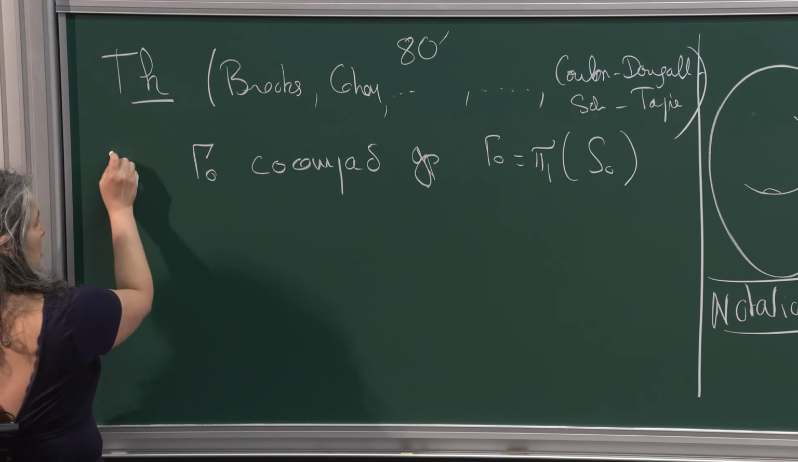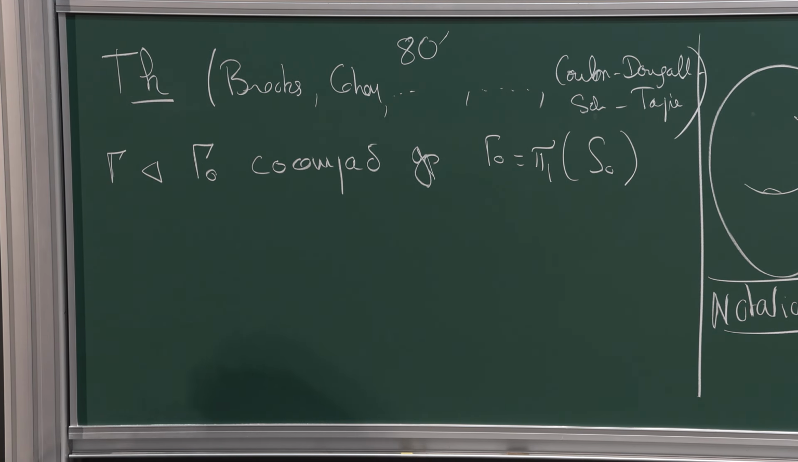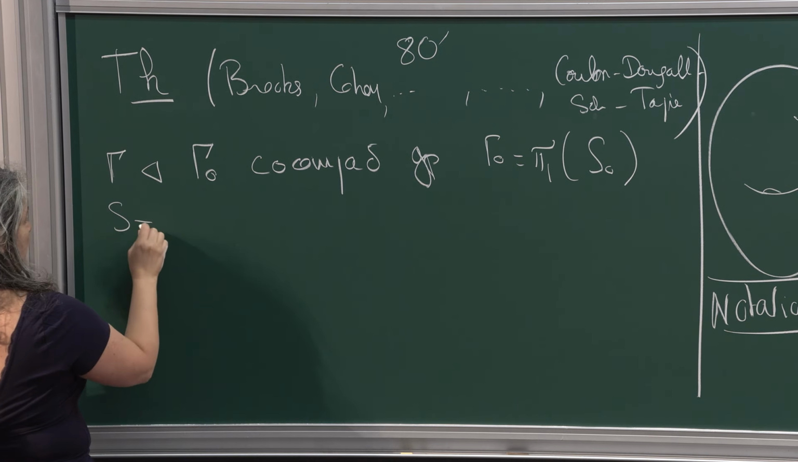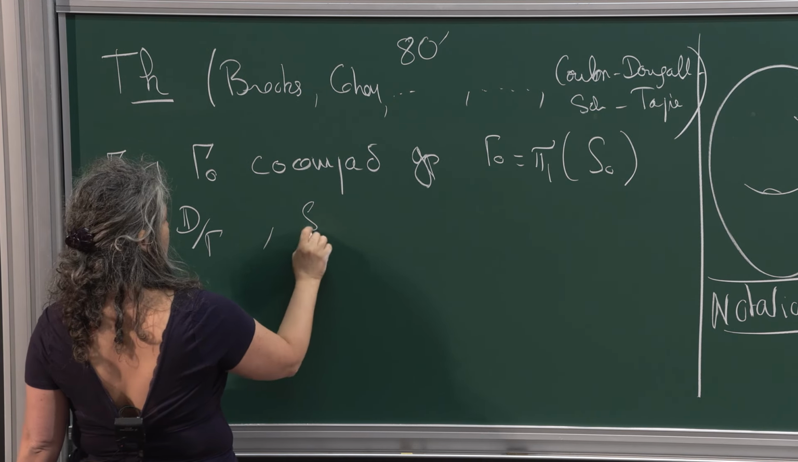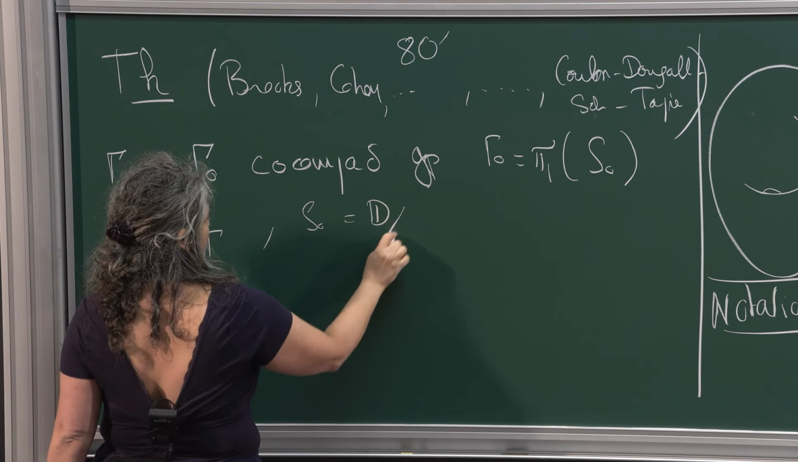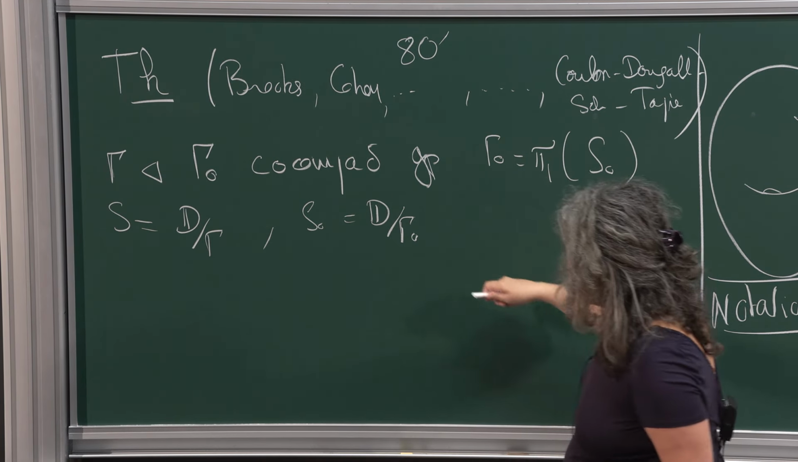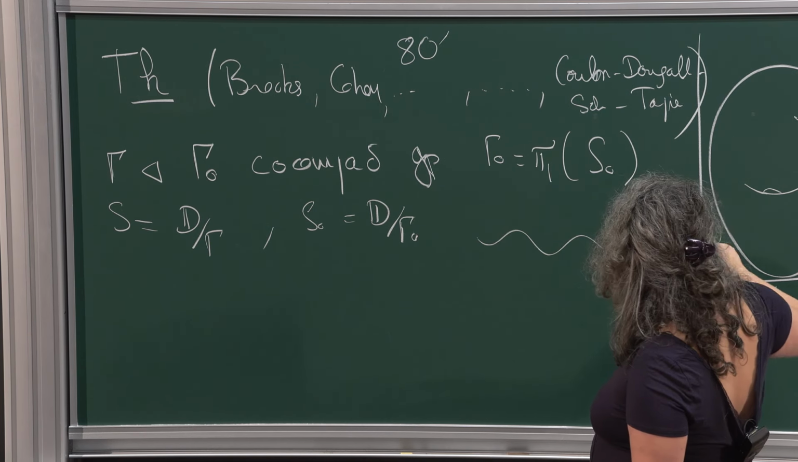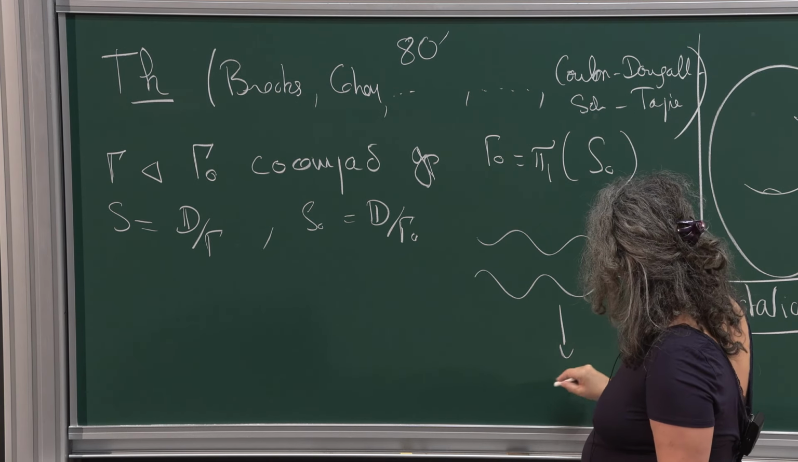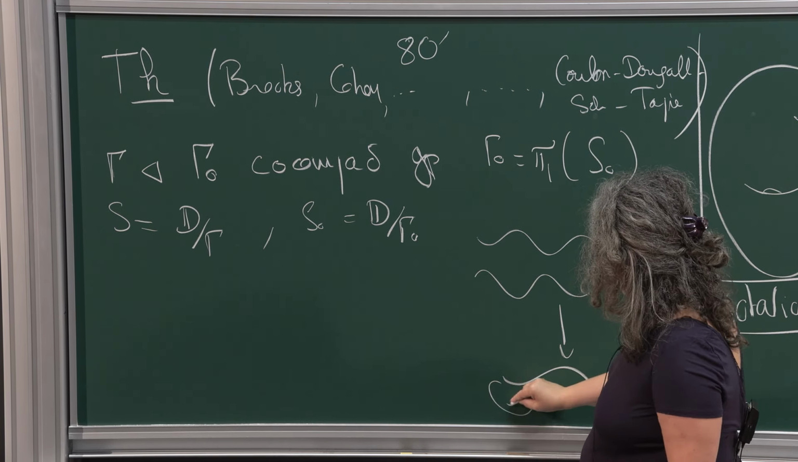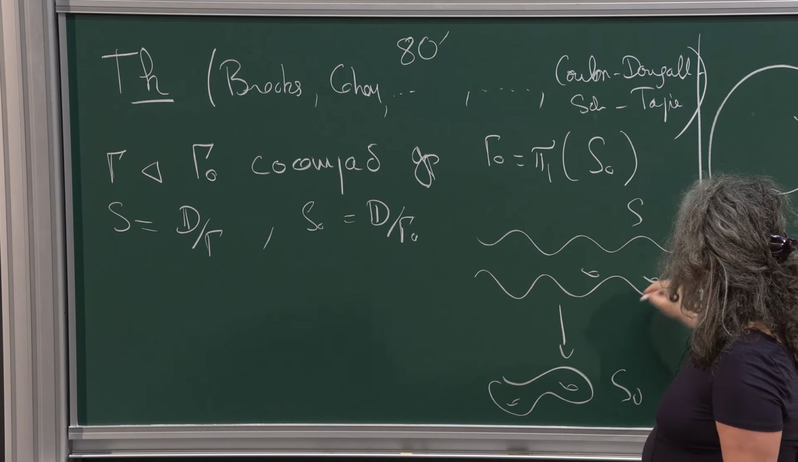And you consider a normal subgroup. So if you look at the surface S, you have two surfaces, the quotient of the disk by gamma and the quotient of the disk by gamma 0. And so geometrically, it means that S is a cover of S0. For example, this is maybe S0 and this is maybe S.